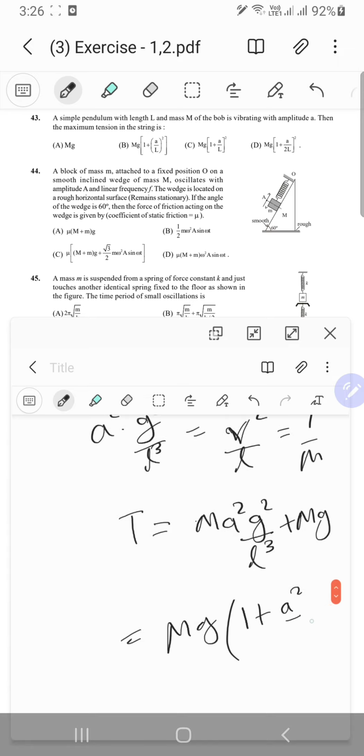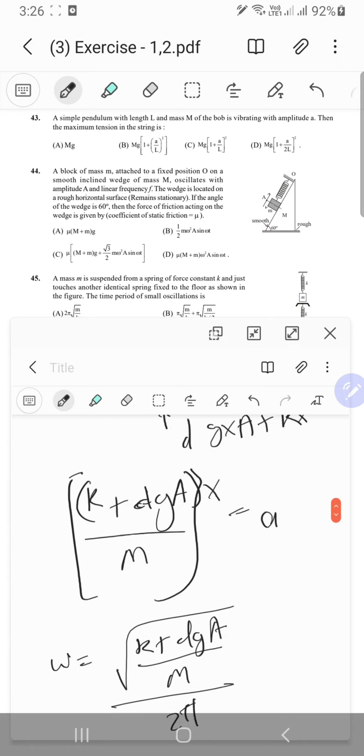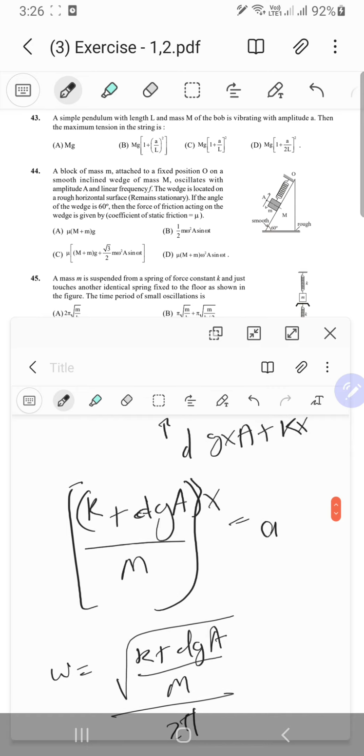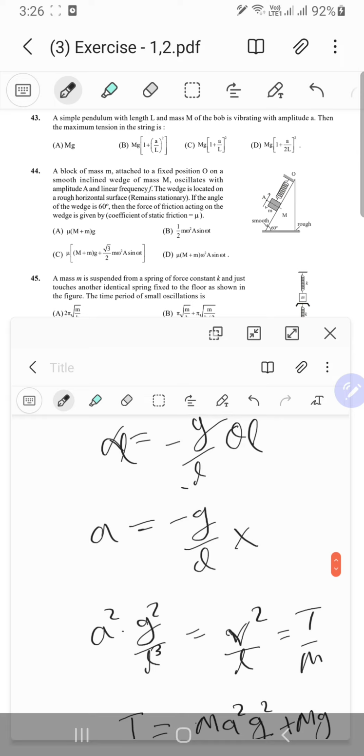mg into 1 plus a squared by r, L cubed into g. Well, that's not quite what I wanted. Where am I going wrong? Why is this g over there? It should be like square root and stuff. Sorry. So it should just be k over. Why am I making so many mistakes?